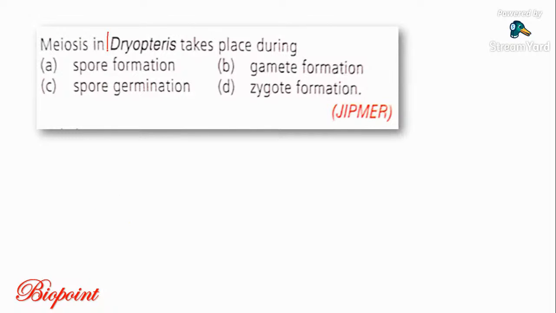Meiosis in Dryopteris takes place during. Guys, another important NCERT question from the alternation of generation area. Important. Meiosis in Dryopteris takes place during spore formation, gamete formation, spore germination, or zygote formation.